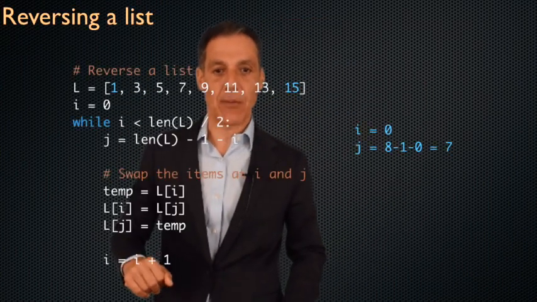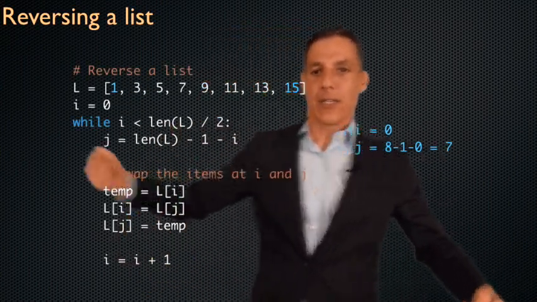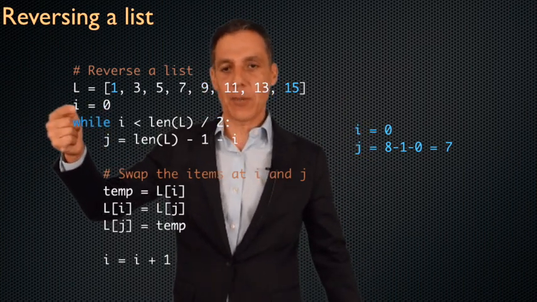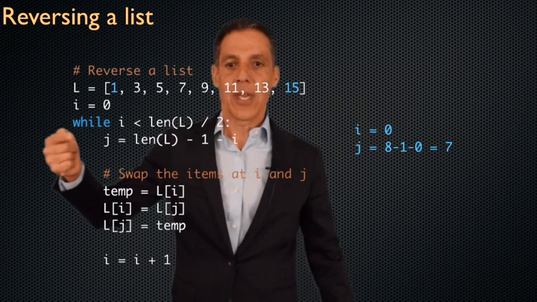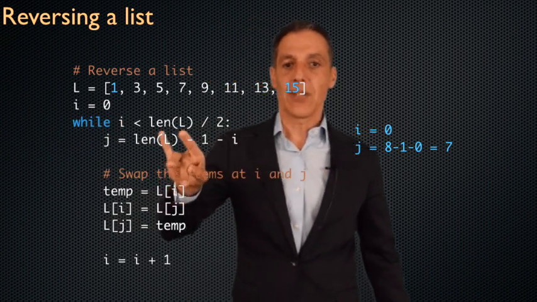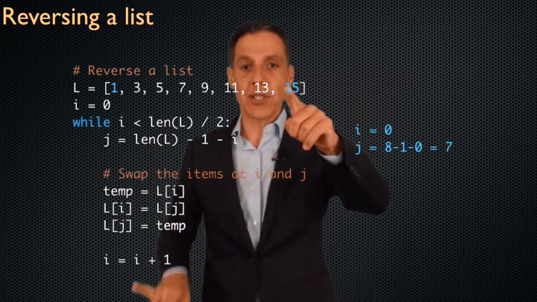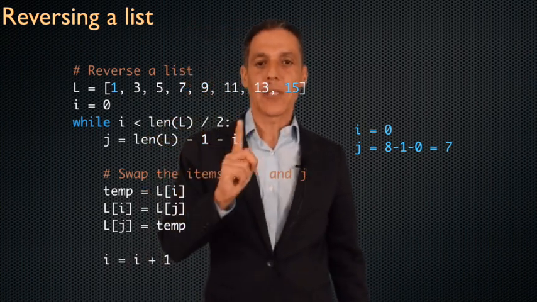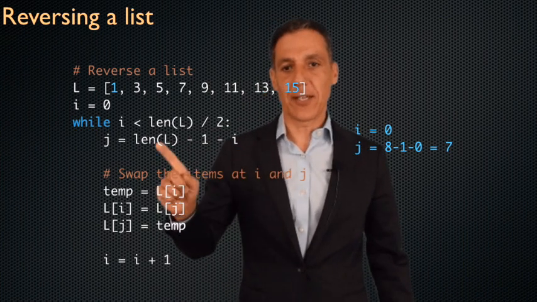So let's see what's going on with that one line of code. All right, first line of code, define a list. Second line of code, set I to be equal to 0. This condition, of course, holds. And I come in here and I set J to be the length of the list. What is the length of the list? The number of elements, that's 8. Minus 1 minus I. Let's see what's going on here.